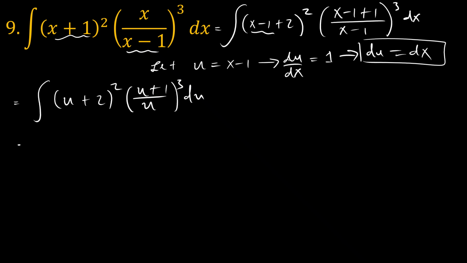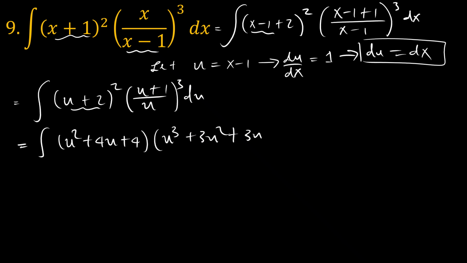So this becomes, using binomial expansion, u plus 2 squared is the same as u squared plus 4u plus 4. And then u plus 1 to the cube is the same as u cubed plus 3u squared plus 3u plus 1, times 1 over u cubed. And so we can begin multiplying this by each individual item there.